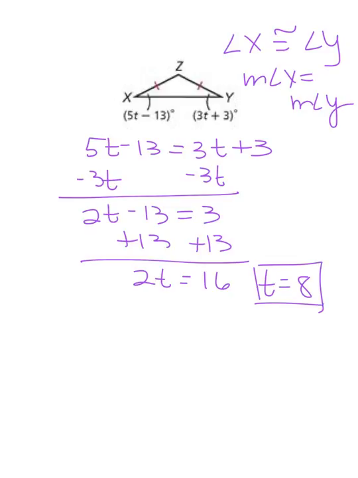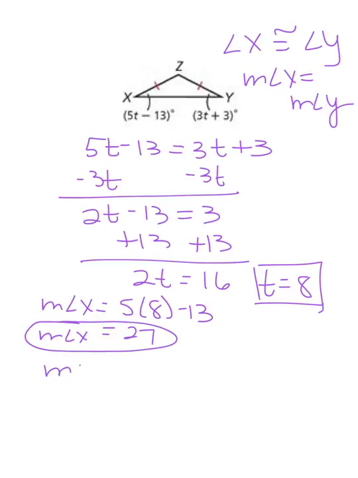Now, it's always a good idea to double check my measurements, and I can even find the measure of angle Z with the given information. The measure of angle X is going to equal 5 times 8 minus 13, and that equals 27. So the measure of angle X is equal to 27. Now the measure of angle Y should also equal 27 if we did our math right, since they are base angles and they're congruent. But let's try. There's my measure of angle X. My measure of angle Y is going to equal 3 times 8 plus 3. Again, 3 times 8 is 24, plus 3 is 27. So that looks good.